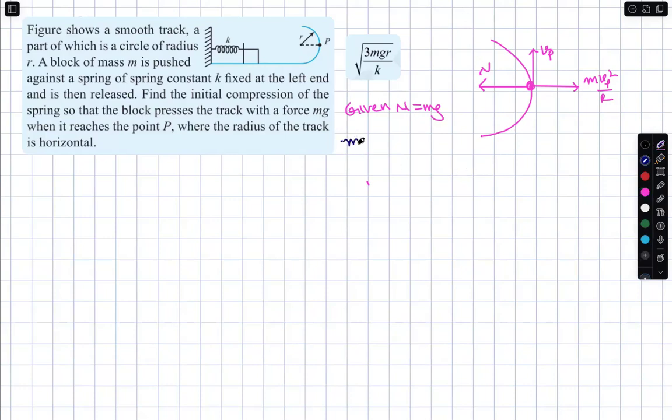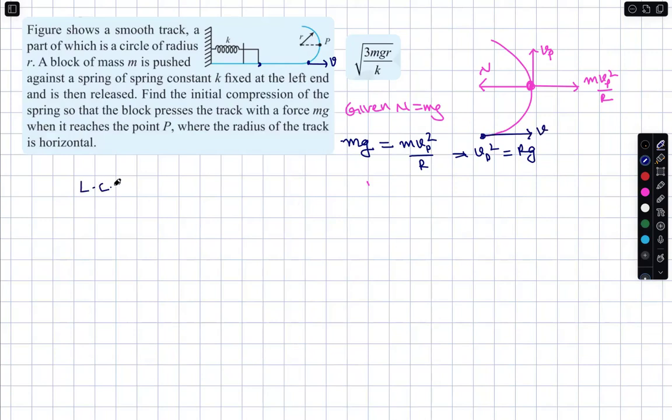Therefore, mg is equal to m vp square by r, so vp square is rg. What are they asking you? Compression. This is the velocity immediately after releasing, V. And from here till here, it moves with speed V. Thereafter, speed changes. If I can find V, is that okay for you?